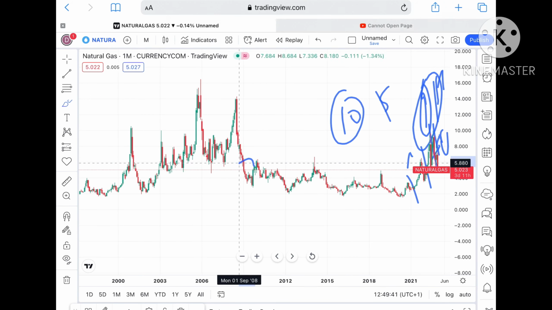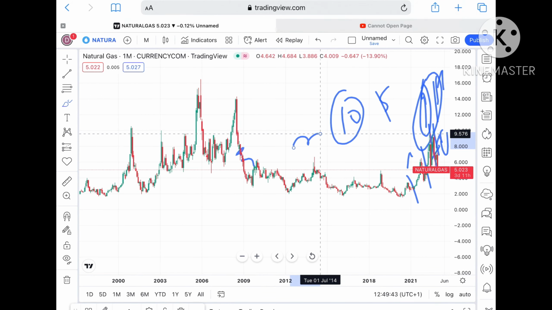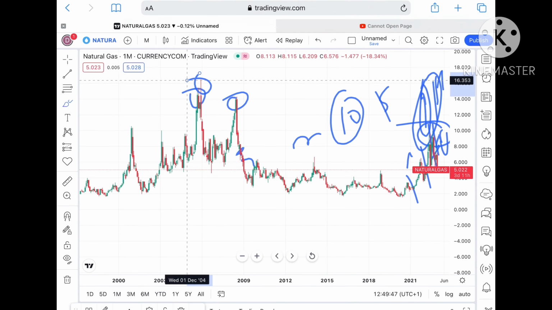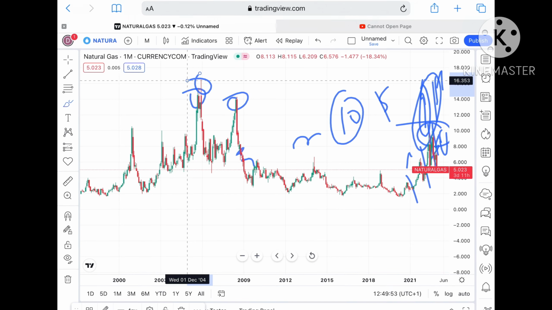Okay, and this level has not come since 2008, chances are high that once it starts crossing this level, these are the few all-time highs where we can see the price of natural gas can come. Okay, this is for this month as per the month chart.